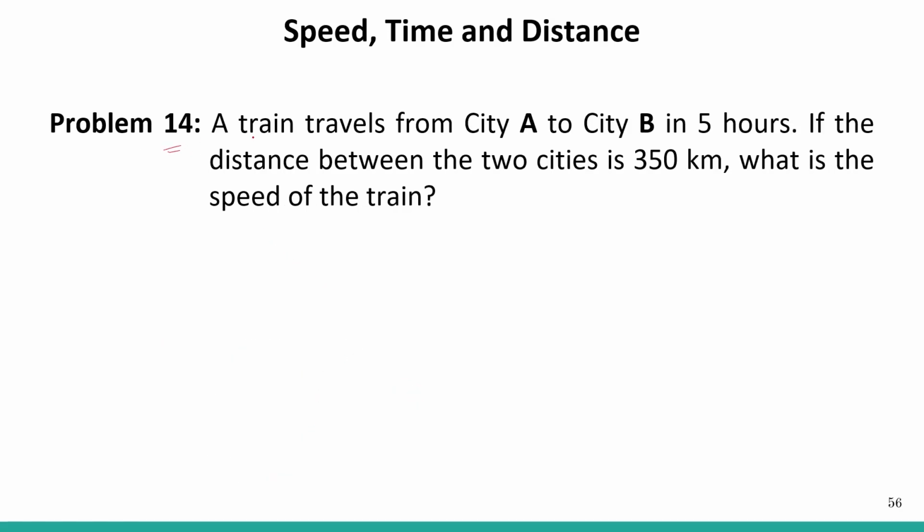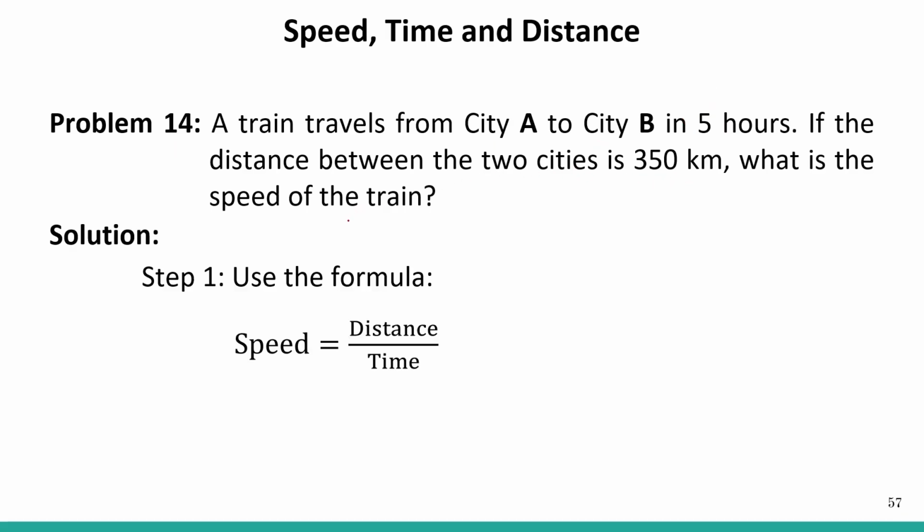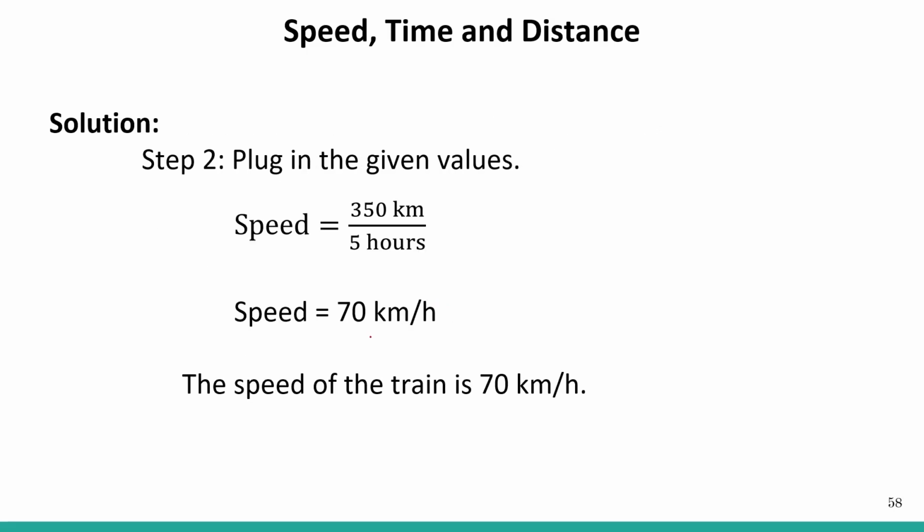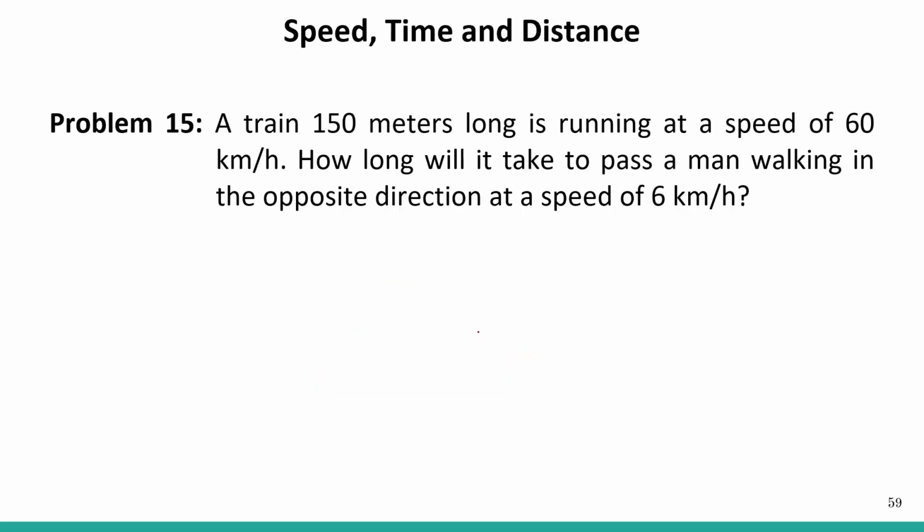Let's see problem number 14. A train travels from city A to city B in 5 hours, right? So if the distance between the two cities is actually 350 km, then what is the speed of the train? So using the formula, speed is equal to what? Distance by time. Okay. So speed is equal to 350 km by 5 hours. So it will be 350 by 5 is equal to 70 km per hour. So the speed of the train is 70 km per hour.